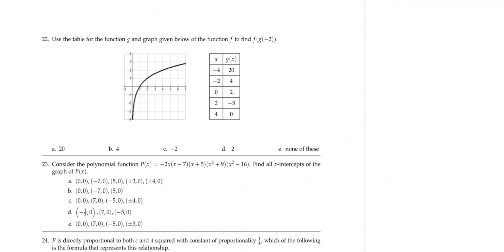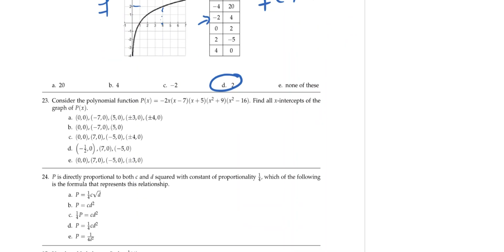Okay, 22. It says to find f of g inverse of g of negative 2. So this is f of, let's see what is g of negative 2. Well, this is the function g. When x is negative 2, g of negative 2 is 4. So this is going to turn into f of 4. So now you look in the function f. This is the function f. When x is 4, the output is 2. So the answer is 2.